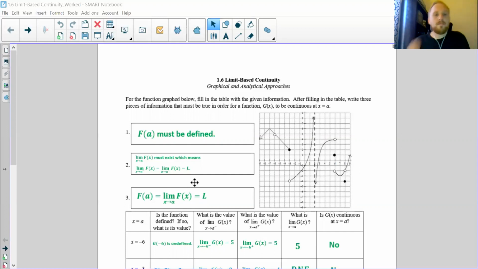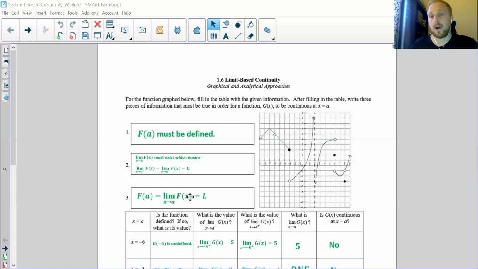What must be true is that f of a must be defined. If you notice here, there's a hole there, so f of a has to be defined. The second requirement is that the limit from the left and the right must be the same. Notice on these values, the limit as x approaches -3 from the left is 2, and the limit as x approaches -3 from the right is -4. In order for this to be continuous, the limits from the left and the right have to be the same value, and in this case there's a jump here.